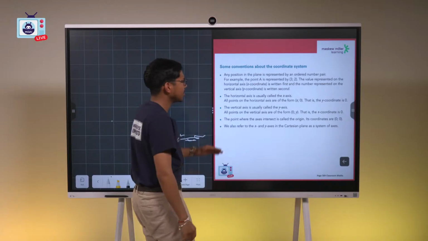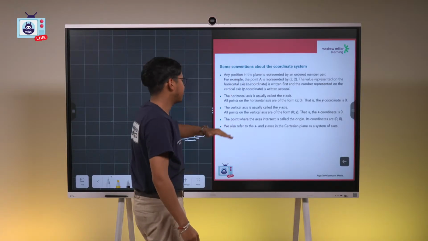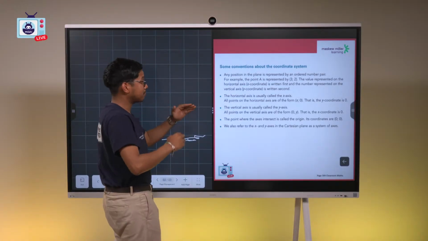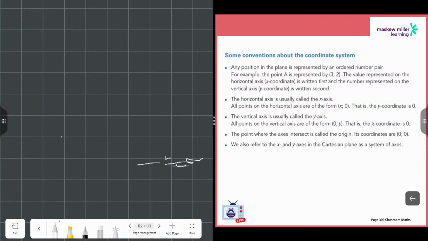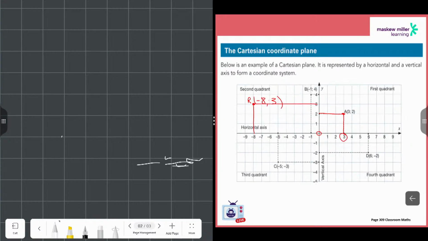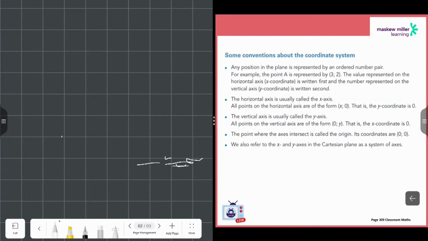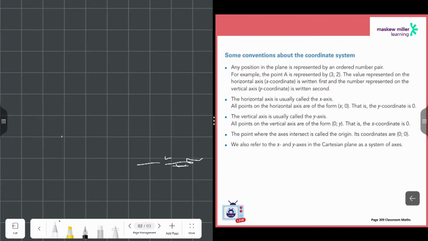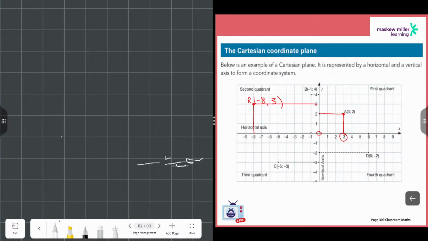Okay. I'm not going to read everything because everything will be explained as we go along. But basically, I explained that any position in the plane is represented by an ordered pair, which is an x and a y value. All right. We explained that the horizontal axis is all my x values, and the vertical axis is all my y values. All right. The vertical axis is called the y-axis. The horizontal axis over here is called the x-axis.